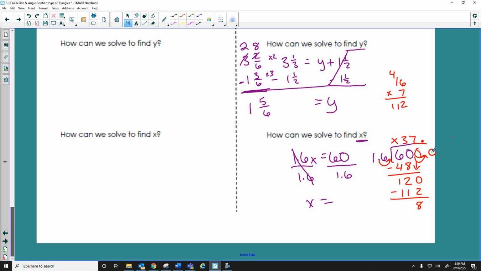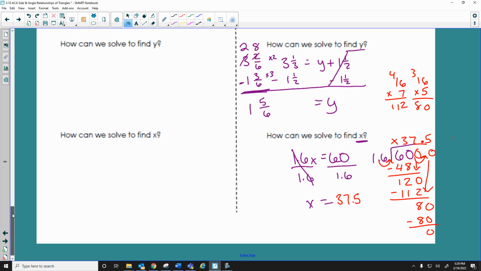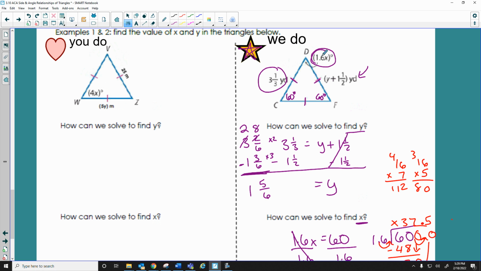That's my new decimal, so I can add a 0, bring it down. 80, let's see. Let's go 5. I'm just guessing here. That's 80. Hey, look, I'm a lucky guesser. Okay, so x is equal to 37.5. Again, that's not the full measure of the angle because I would still have to multiply it by 1.6, but that is the value of x.